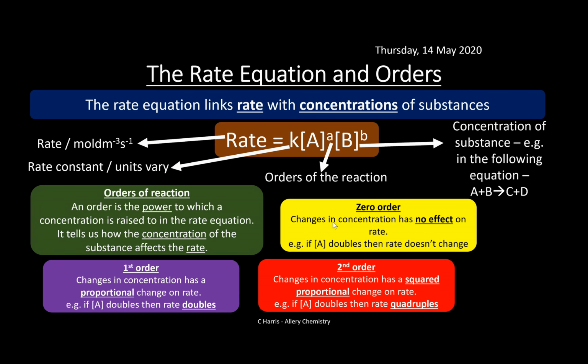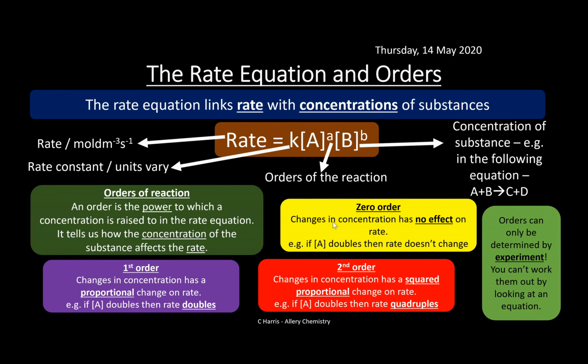Okay, the last one is second order, where a change in concentration has a squared proportional change on rate. For example, if the concentration of A doubles, then the rate quadruples. So this has a disproportionate effect on rate in a second order reaction.